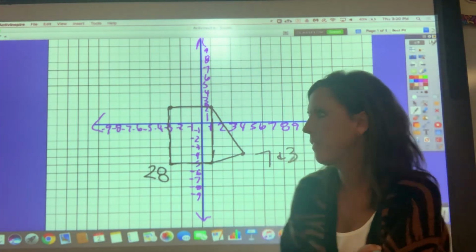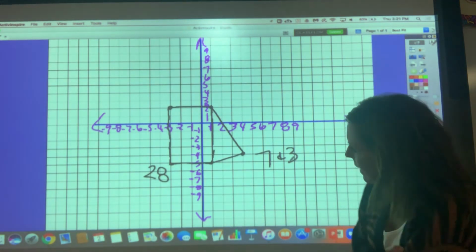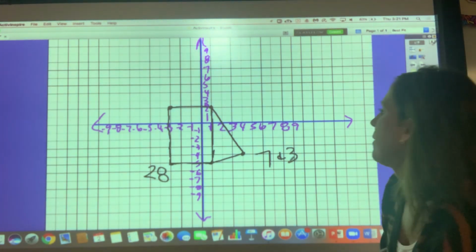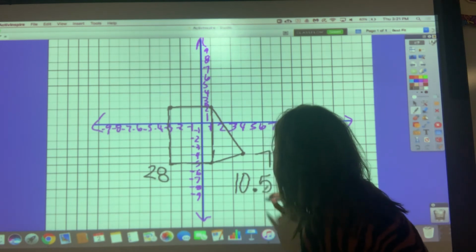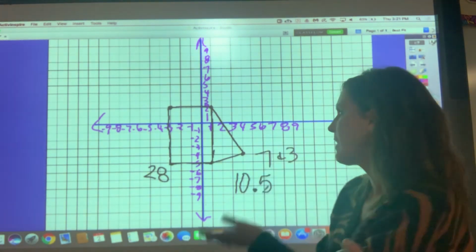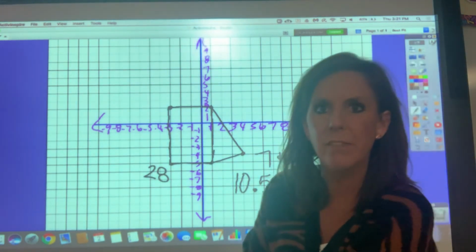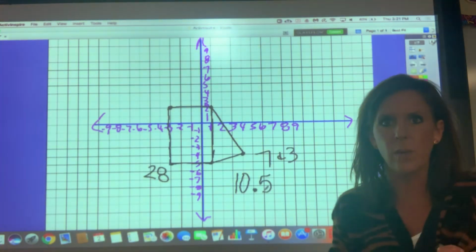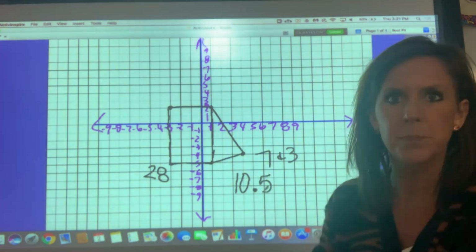So what would be half of 21? We know that it's going to be something and a half. Hopefully you got 10.5 or 10 and a half. And again, since this is a composite figure, we just add the 2 parts together. So we have 28 plus 10.5 for a total of 38.5 units squared for the area of our composite figure.